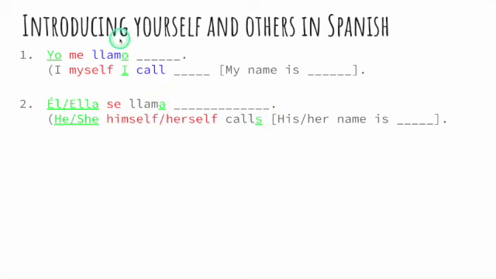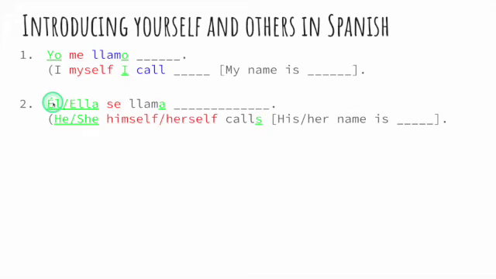Okay. So anyway, introducing yourself, you'd say yo me llamo, your name. And if you're introducing a man or a boy, a male, you'd say él se llama, and then his name. And if you're introducing a female, you'd say ella se llama, and then her name. Okay? So just really quick practice. Yo me llamo Señor Ricks. My name is Mr. Ricks.